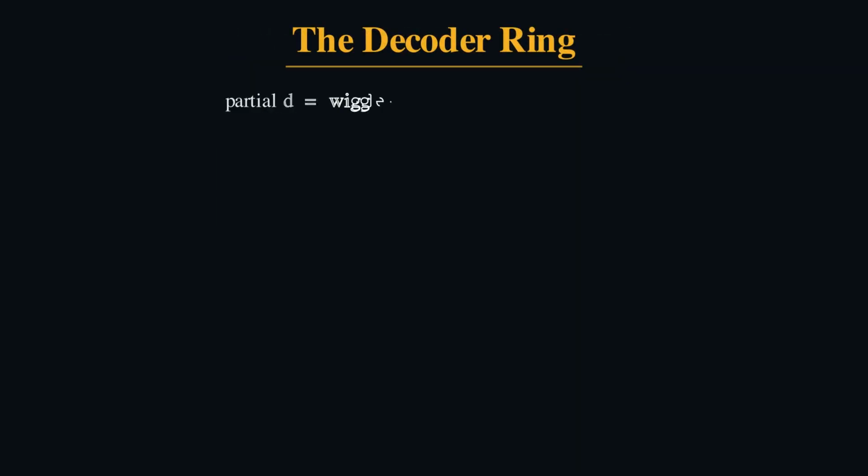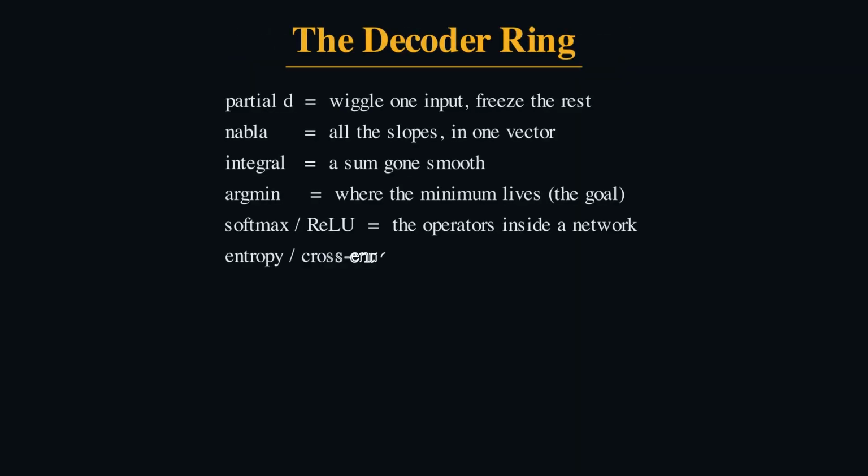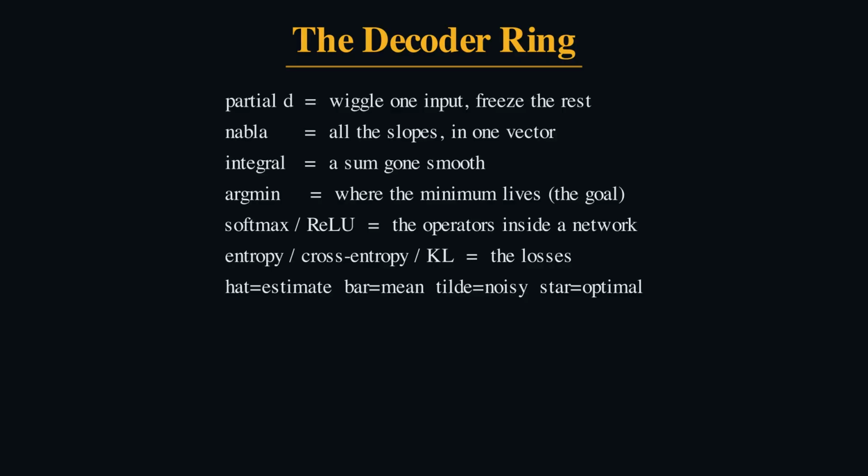Let us recap the decoder ring. The partial D means wiggle one input and freeze the rest. Nabla is all the slopes in one vector. The integral is a sum gone smooth. Arg Min is where the minimum lives, the goal of training.